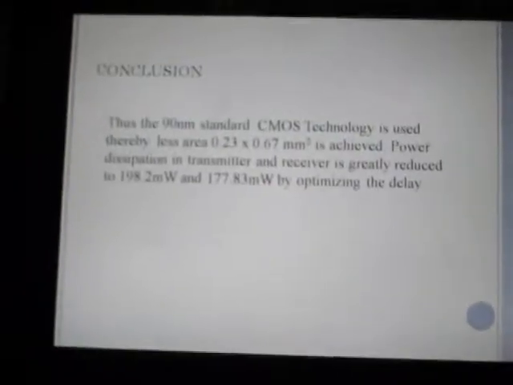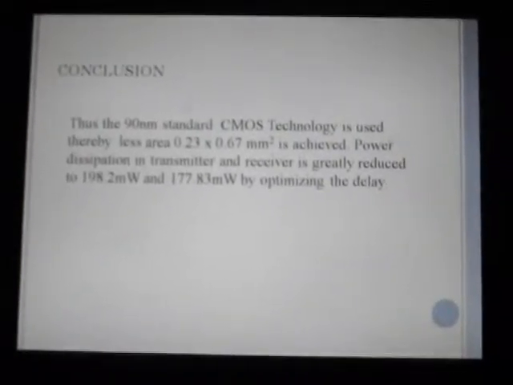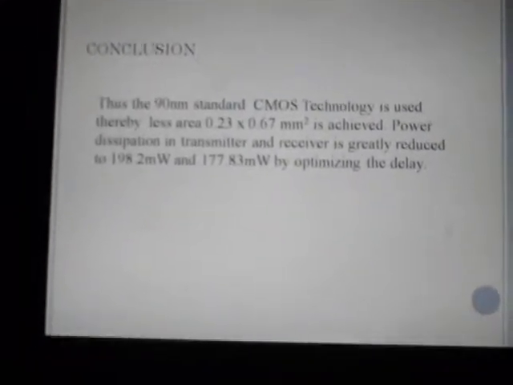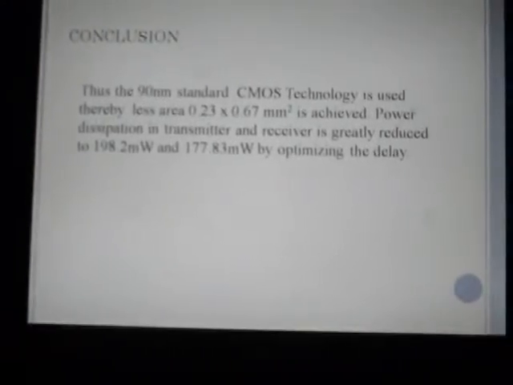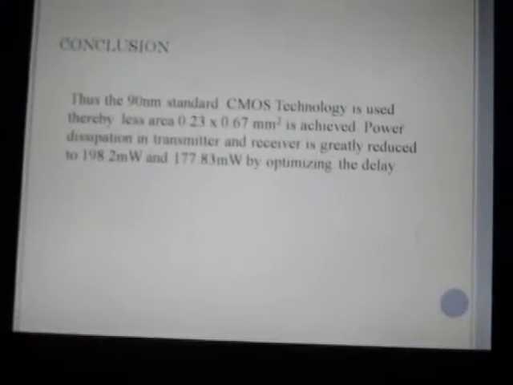Conclusion: I have concluded with the area of 0.23 by 0.67 and the power dissipation of 198 and 177 for transmitter and receiver respectively. These are my references.